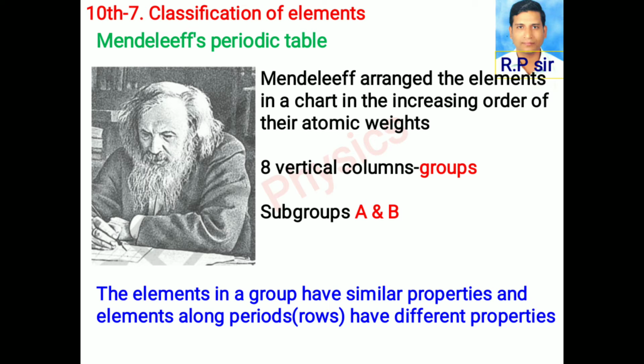The importance of Mendeleev's periodic table is that the elements in a group have similar properties, and elements along periods, that is rows, have different properties.